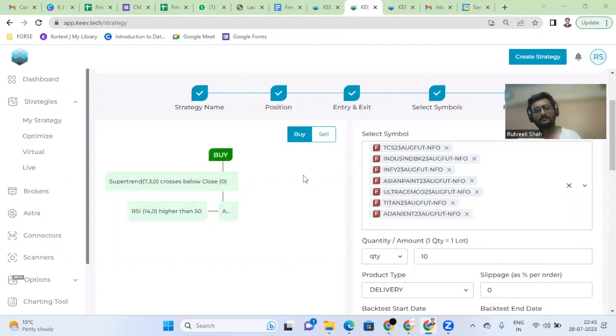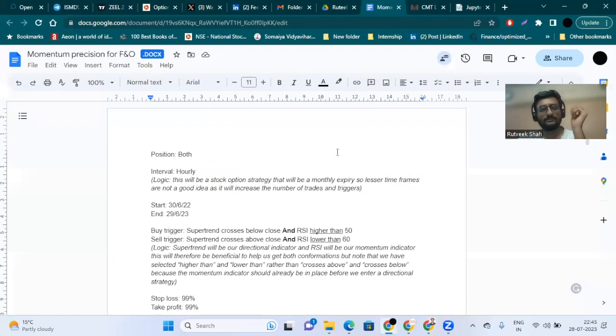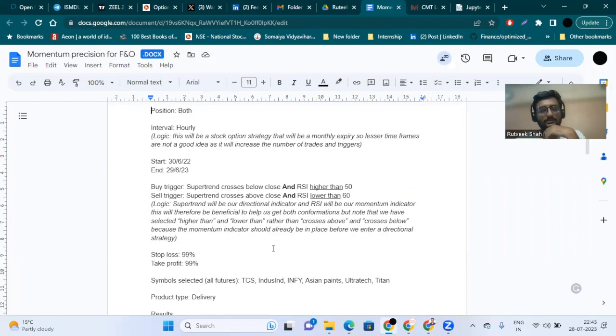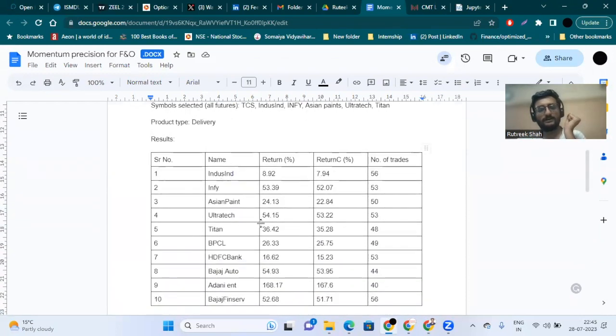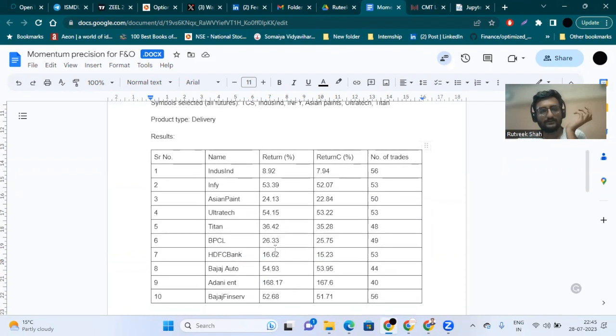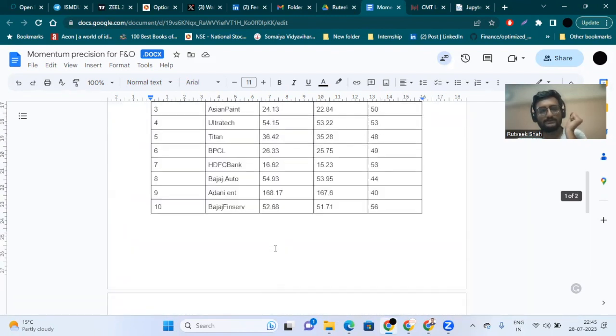Moving forward, you can check out this document as well. It will be available for you in the description below, where I'm explaining the logic behind this trade. You'll also notice that the stop loss and take profit is at 99%, because at the strategy backtesting level I'm not adding any stop loss or take profit, but rather on the deployment side, the execution side, when I execute an option strategy, I want a stop loss and a take profit that I've mentioned separately. Here you will find the backtest results of different stocks that are already backtested by us.